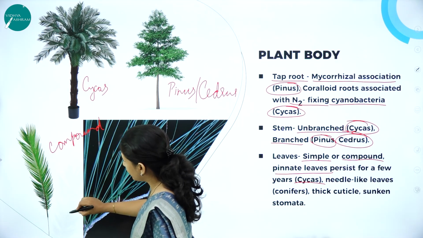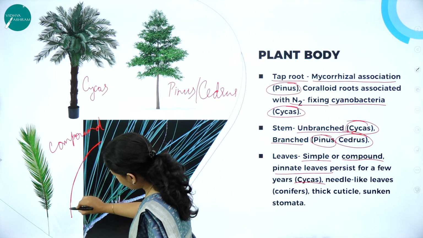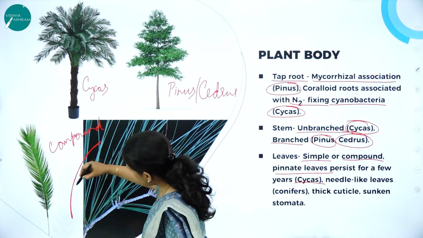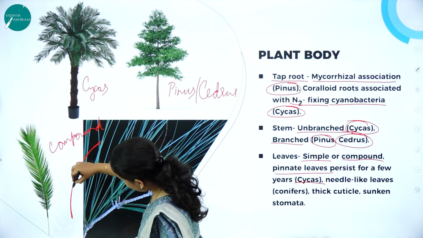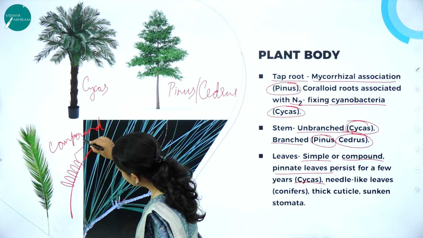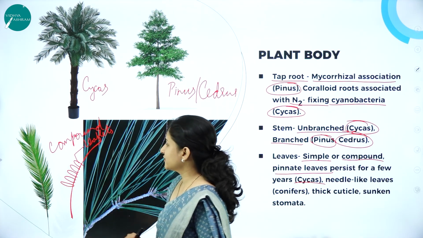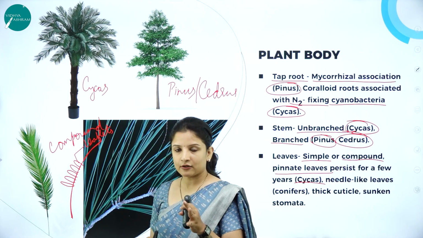So pinnately compound means we'll have a rachis or a midrib here like this. It is called a rachis, and on that main petiole we find the leaves arranged like small ones. They are called leaflets. So this kind of arrangement is called pinnately compound.